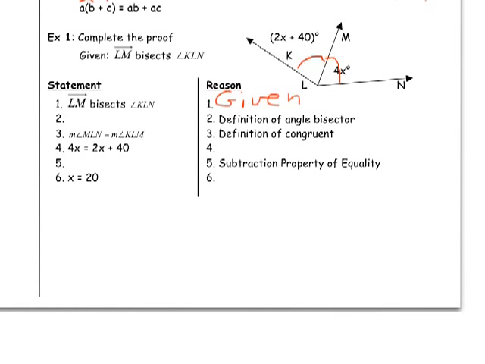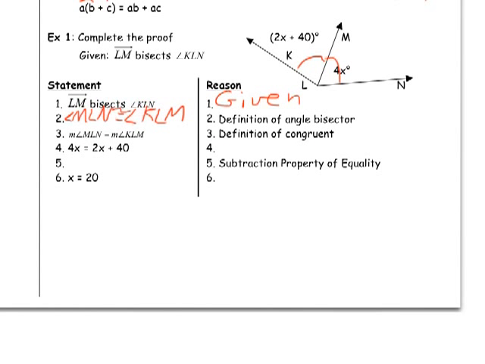And so I can say that. I can say, hey, angle MLN is congruent to angle KLM. And notice I'm using the congruent symbol there, but here we go down to equal sign. And that's because I can transfer from congruence to equality when it comes to angles because that's just the definition of congruent.